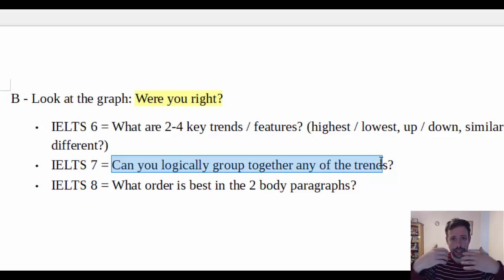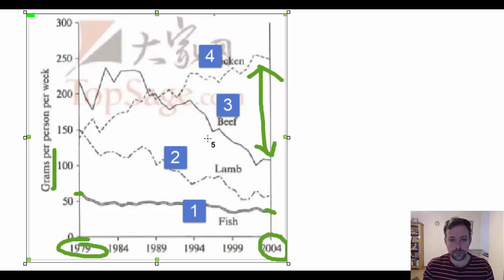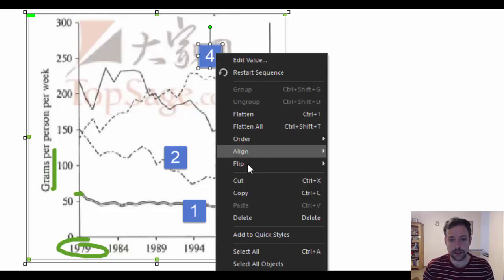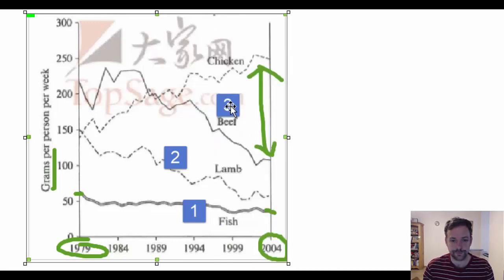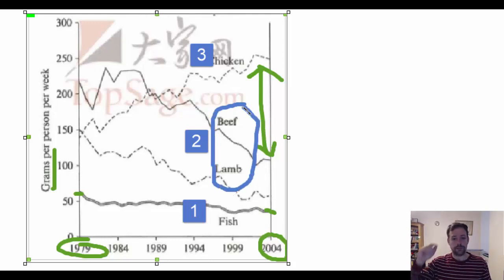Because someone who gets a 6, they give the key trends, but they just put them without thinking about which ones go together logically. Let's look at our graph again. And we can see that obviously beef and lamb, they go quite well together. So I'm actually going to delete that one there and put that as number 3, because number 2, I'm going to group these together. So these ones here can be very logically grouped together. Beef and lamb, that can be 2 there, because they follow a similar trend.